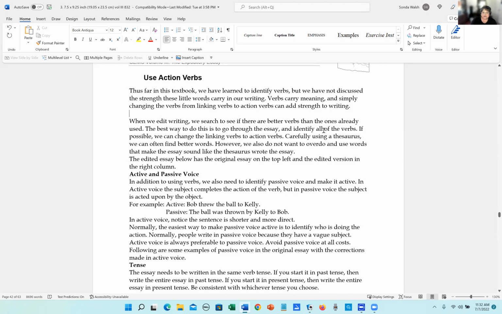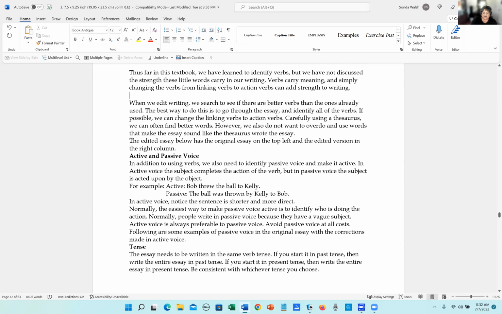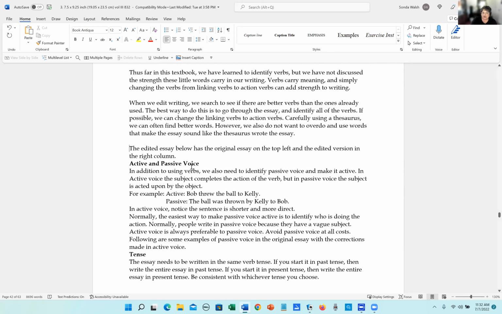When we search to see if there's better verbs to use than the ones already used, one thing we need to note is using linking verbs is okay, but using active action verbs is better. So I'll just go through here. The essay that we're going to go over on the left is the original, and on the right is how we've changed it. I've gone through and changed it to give you an example.